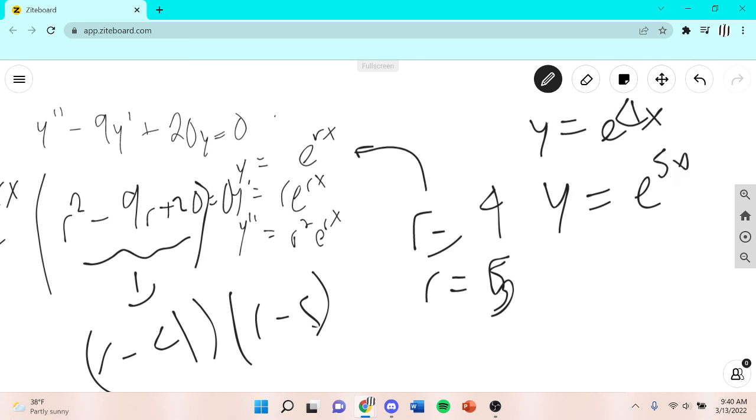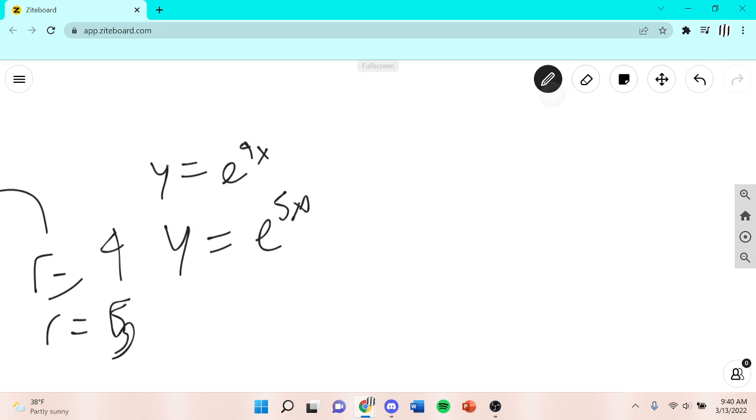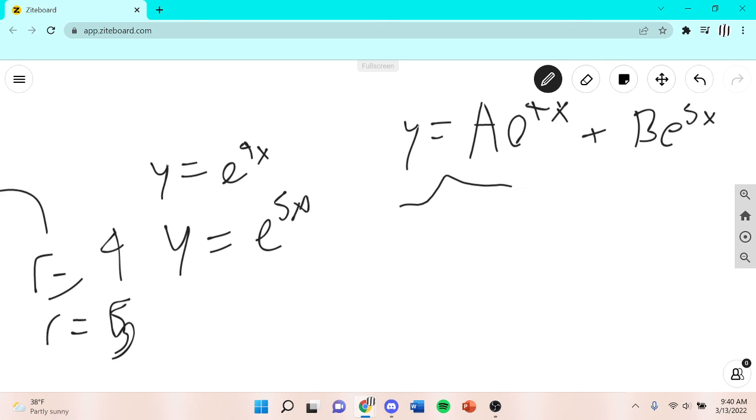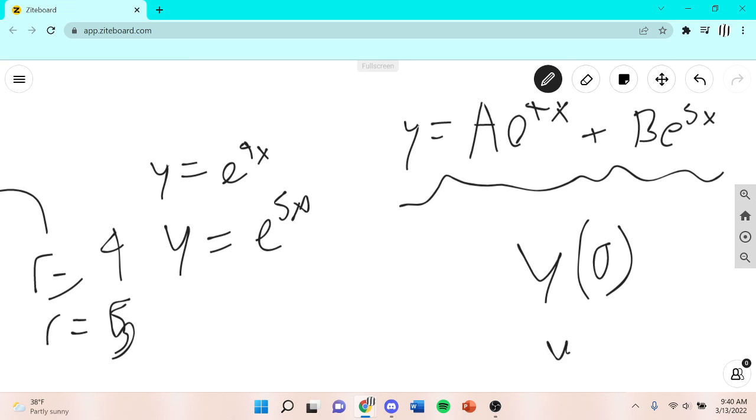But because it's not like two different solutions, it's more like a combination of the solutions. So instead, we actually say that y is equal to a times e to the 4x plus b times e to the 5x. And this will still satisfy that equation. And then the a and b values, you can only find out if you have what y of 0 is and what y prime of 0 is.